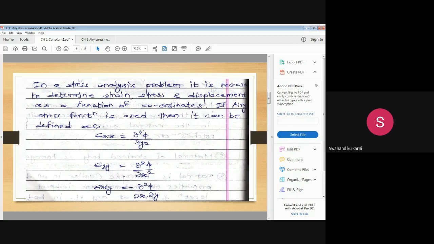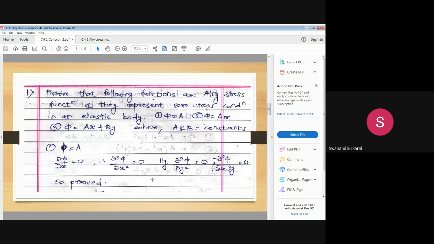Suppose phi is any function. If we take the partial derivative of phi with respect to y two times, then that becomes the stress along x-axis. Similarly, if we take the partial differentiation of the function phi with respect to x two times, then that becomes the stress along y-axis. And in order to identify the shear stress, we have the equation sigma xy is equal to minus dou 2 phi by dou x dou y. So this is the Airy stress function. Is it okay?